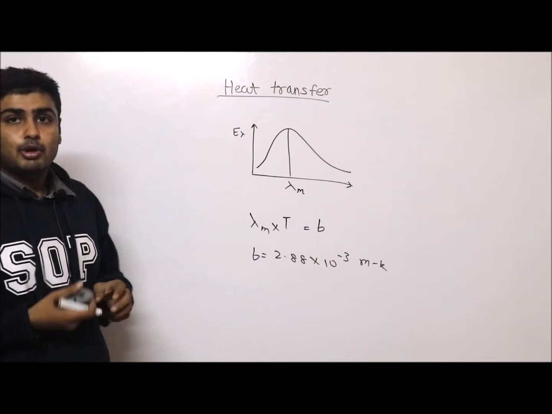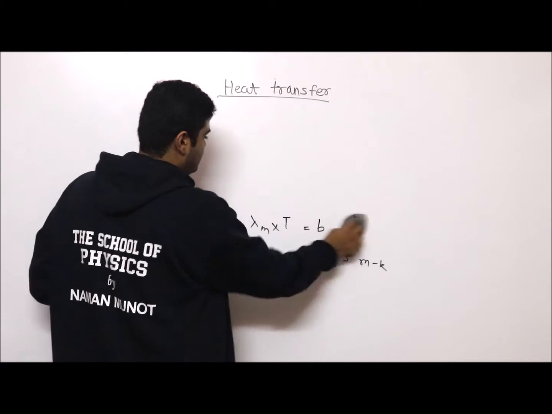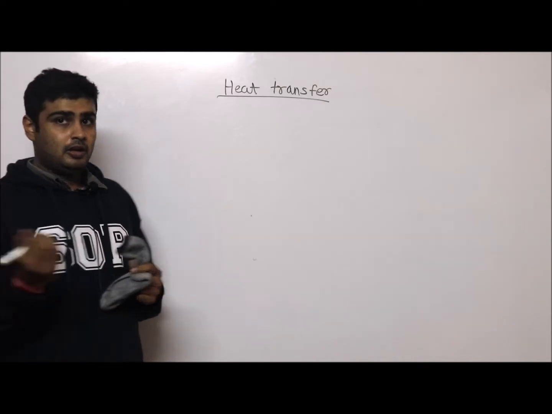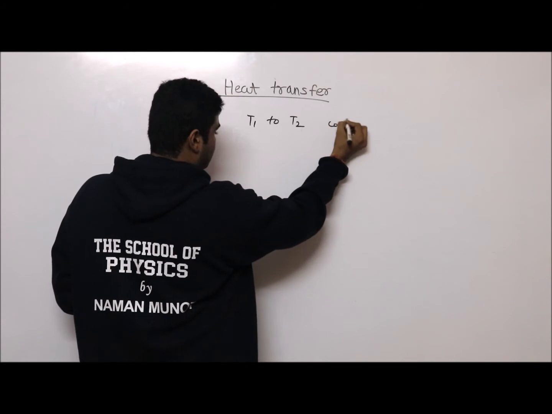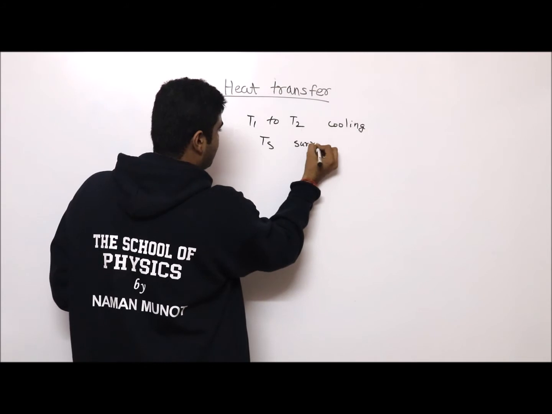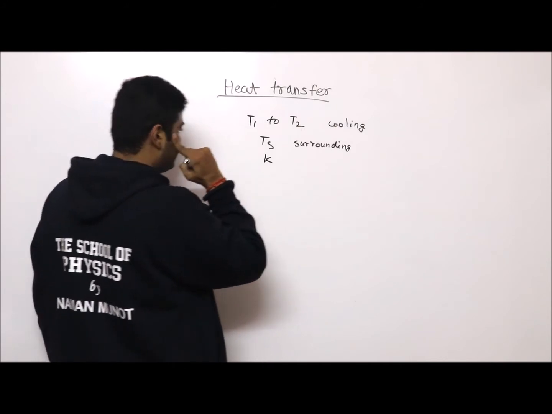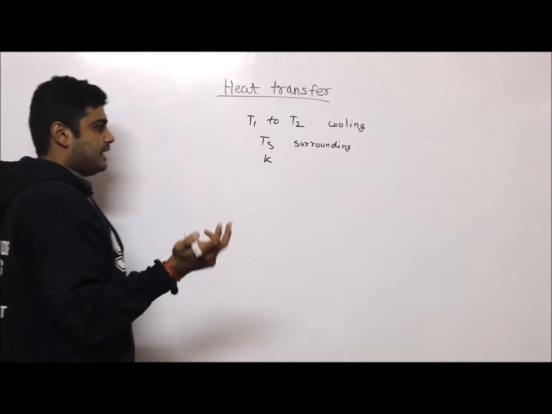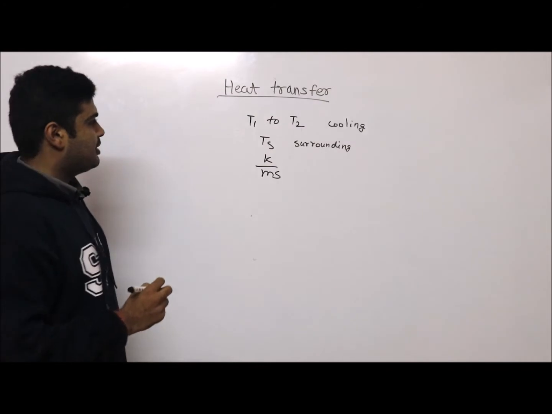Now we come to Newton's law of cooling. This is the last formula of the whole chapter. So what is Newton's law of cooling? Suppose I have a body cooling from temperature T1 to T2, and the temperature of the surrounding is Ts. Now we know what K is: K is Newton's cooling constant, M is the mass, and S is the specific heat. So K by ms is the thing that we have to remember.